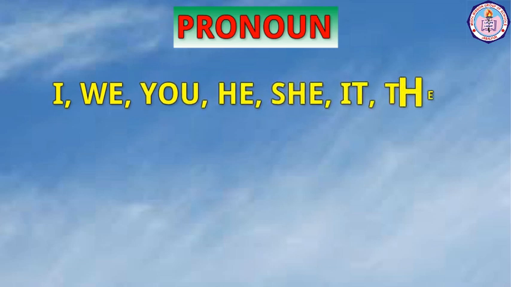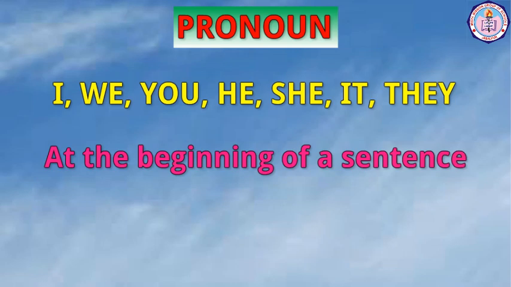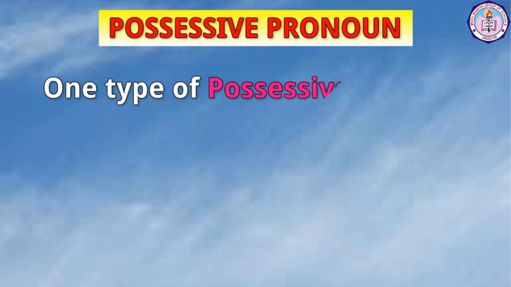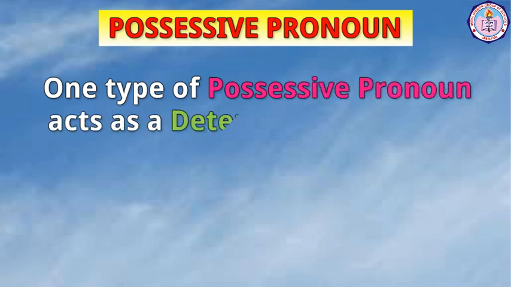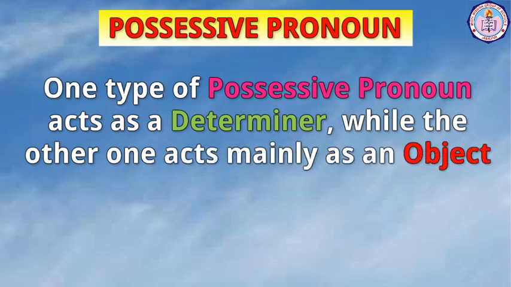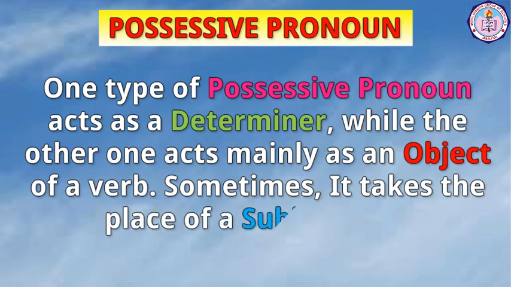In this manner, we see that if any of the pronouns I, we, you, he, she, it, they is placed at the beginning of a sentence, it plays the role of a subject. The next is possessive pronoun. One type of possessive pronoun acts as a determiner, while the other one acts mainly as an object of a verb. Sometimes it takes the place of a subject also.